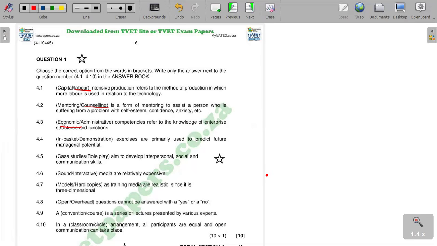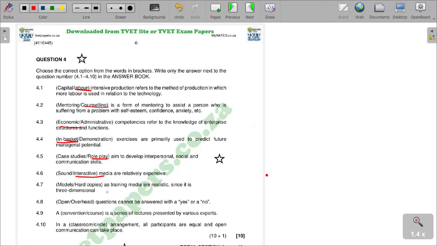Economic. Right. Let's go to question 4.4. Dash exercises are primarily used to predict future managerial potentials. That's what you call in-basket exercises, right? And then question 4.5, dash aims to develop interpersonal, social, and communication skills, which is what you call role plays. And then 4.6, dash media are relatively expensive, right? That's what you call interactive media. They are very expensive, right?